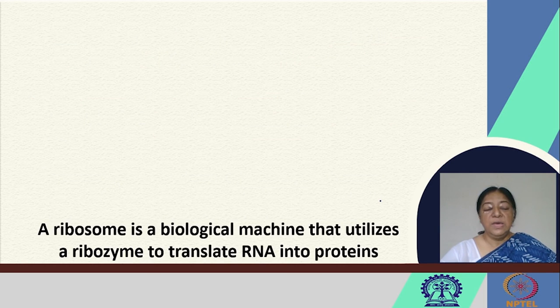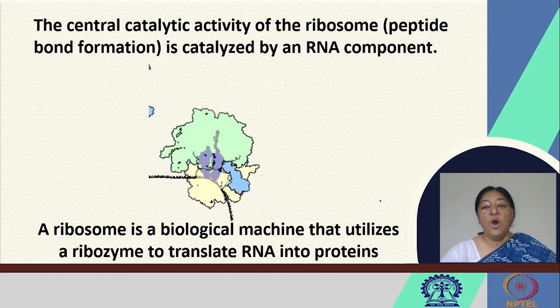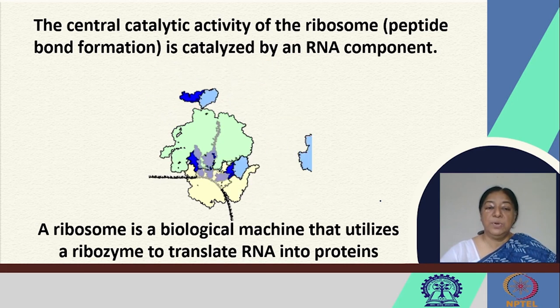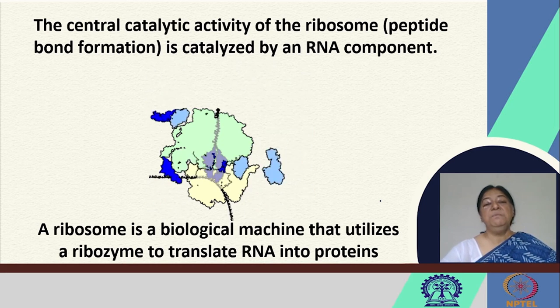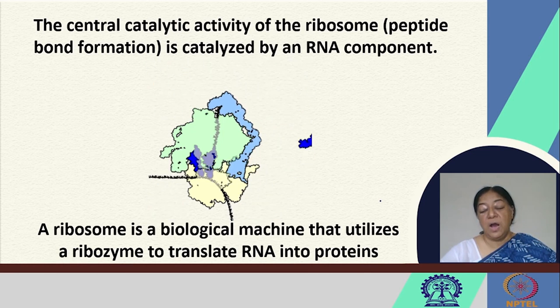So, if we look at the ribosome, this is a wonderful biological machine that utilizes a ribozyme to translate RNA into proteins. Here the central catalytic activity of the ribosome, that is the peptide bond formation, is catalyzed by the RNA component. So as we see the linking of amino acids to form the peptide, we realize the importance of the ribosome in the formation of our proteins.